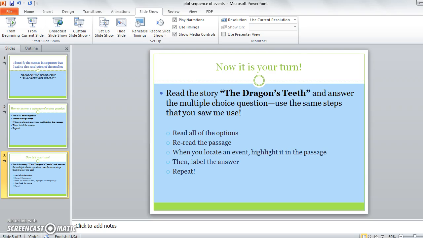So when you come in tomorrow, I will check to see that you've highlighted the events in the passage and that you've labeled the answers by putting 1, 2, 3, 4, 5. So now it's your turn to practice. If you need to, as I said, rewatch the video or rewind just a few minutes. And now it is your time to practice. Good luck.